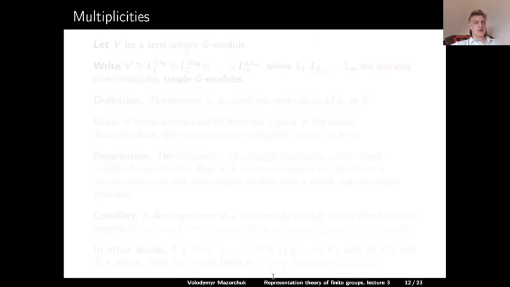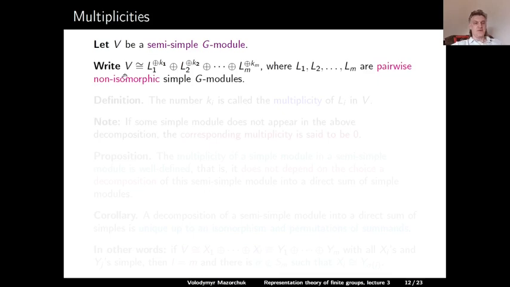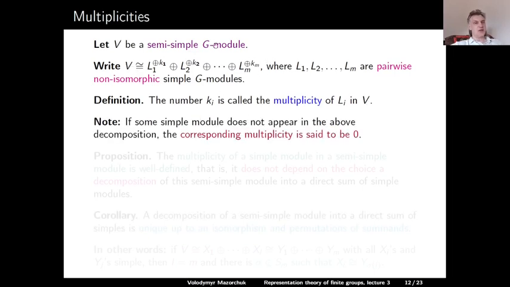This allows us to define the notion of a multiplicity. Let V be a semi-simple G module. So then we can write V in the decomposition as on the previous slide. So it's a direct sum of copies of pairwise non-isomorphic simple G modules. So the number Ki in this decomposition is usually called the multiplicity of the simple module Li in V. So if some simple module does not appear in this decomposition, then one says that the corresponding multiplicity is 0.